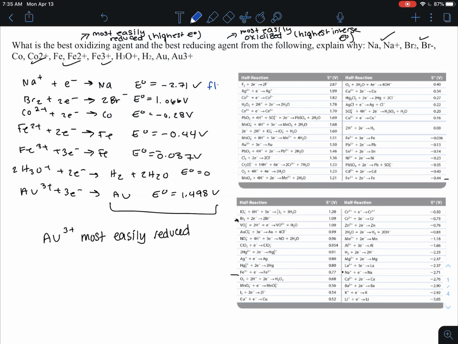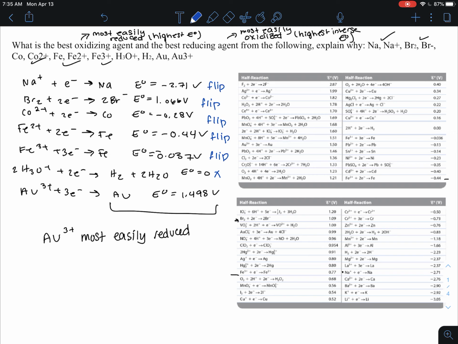Now, what about most easily oxidized? Imagine, you don't even have to actually do this, but imagine flipping the rest of these. If you flip all of these that are remaining, except that one, because that would just be 0, which one would be the best reducing agent, so most easily oxidized?